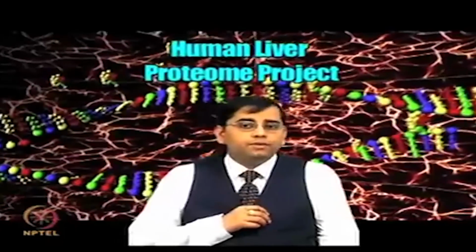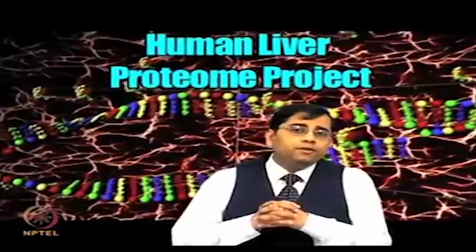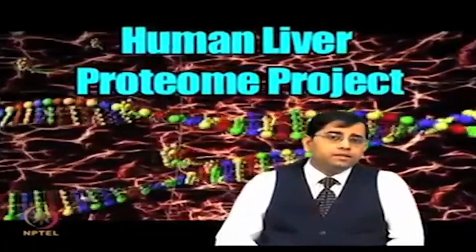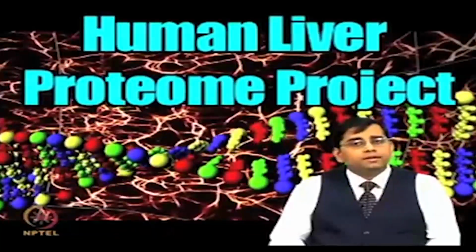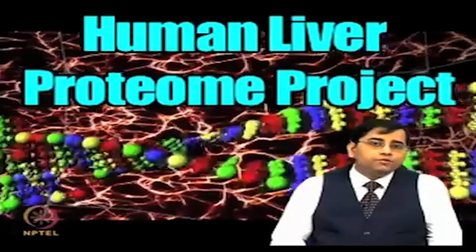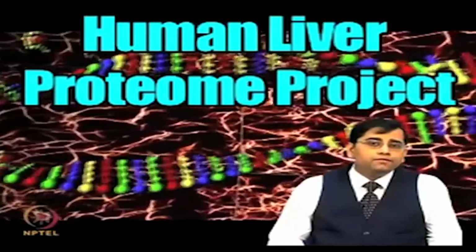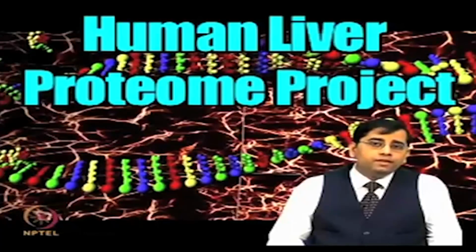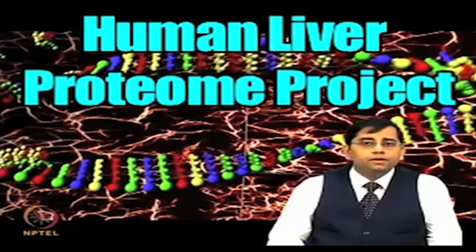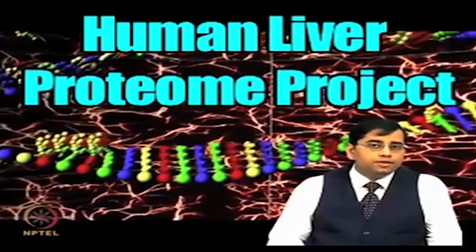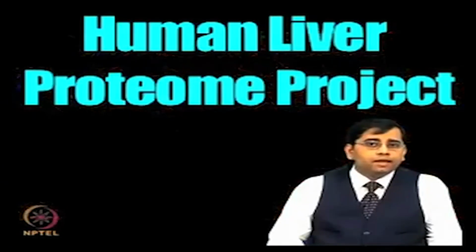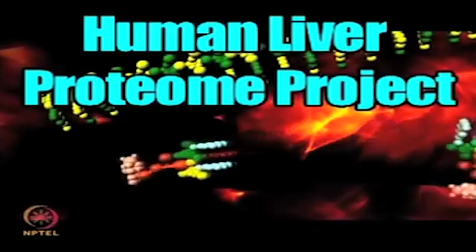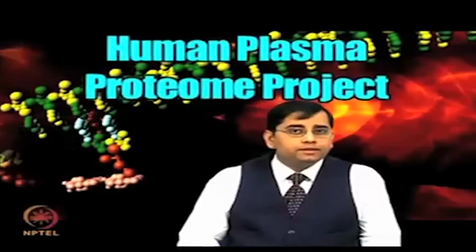Let's now discuss some of the targeted, focused initiatives. The Human Liver Proteome Project. This is the first initiative of the Human Proteome Project for human organs and tissues, with the intention of generating a comprehensive protein atlas of the liver and an international liver tissue network, collection and distribution of normal liver samples, and validation of new discoveries.